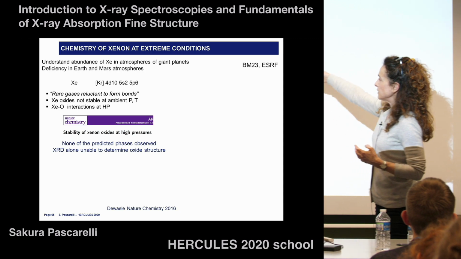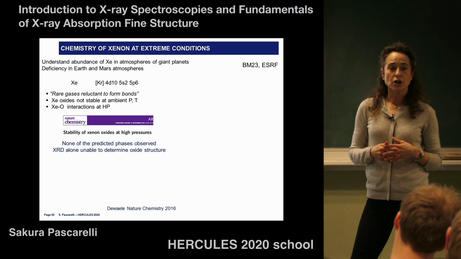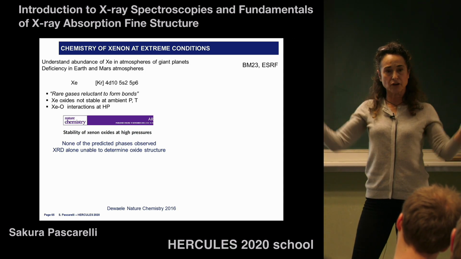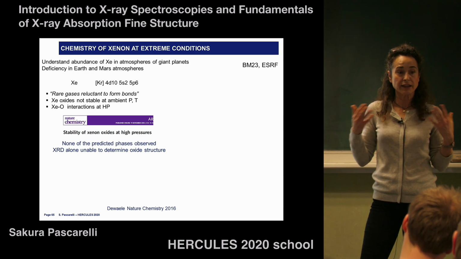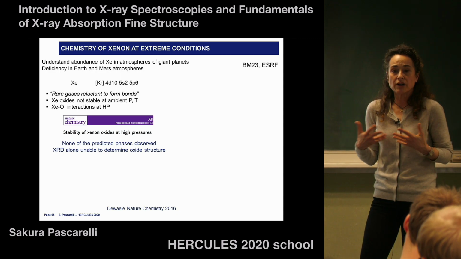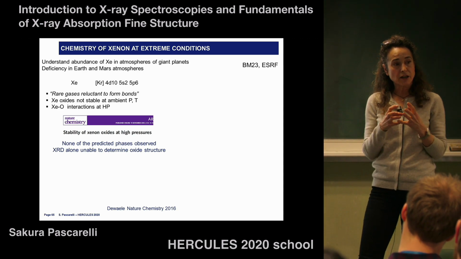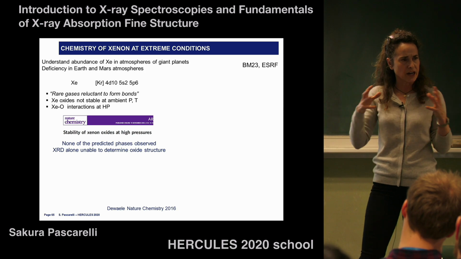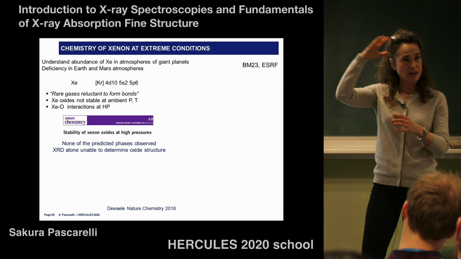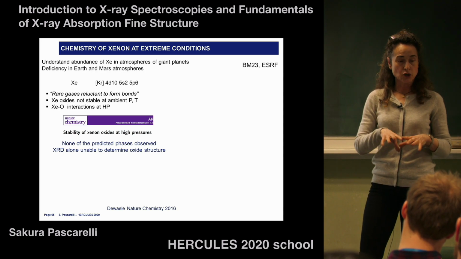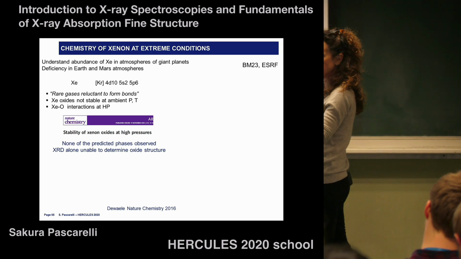Now, why did people study this? Because geoscientists are very interested in understanding why, for example, in the atmosphere of our planet, we have much less xenon than one would expect. This is a big puzzle. They don't understand why. One possible explanation is that when our planet was formed, it was at very high temperature and very high pressures. Xenon reacted with oxygen, and now it's trapped inside the planet, so it's not in the atmosphere. For that to happen, xenon must have reacted with oxygen, and so people are trying to understand these things.